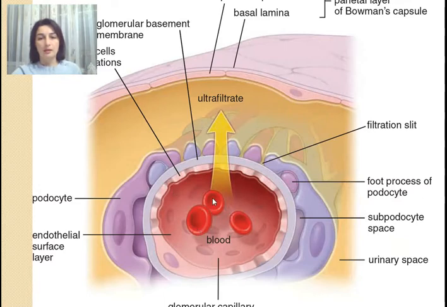Here we are looking at the lumen of the blood capillary and the direction of the blood plasma towards the lumen of the Bowman's capsule. So that is the first step in the production of the urine.